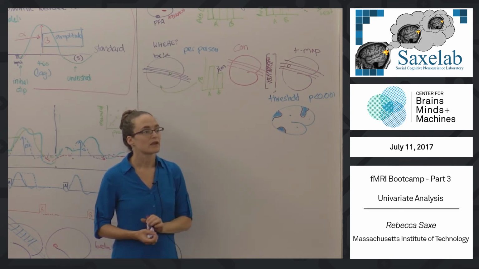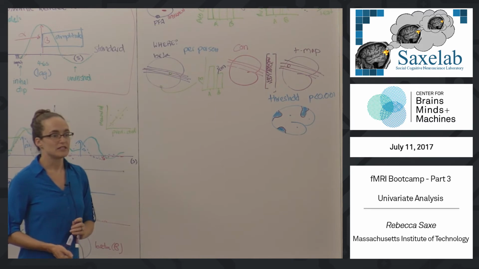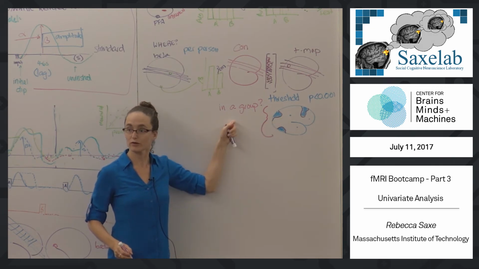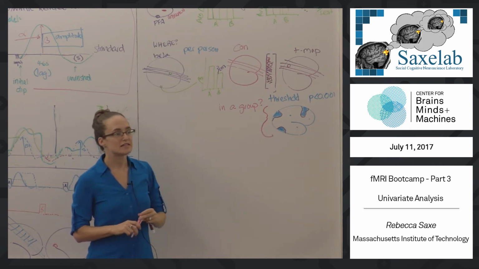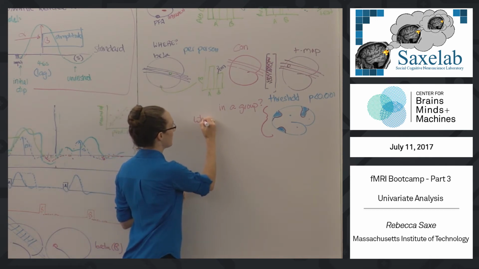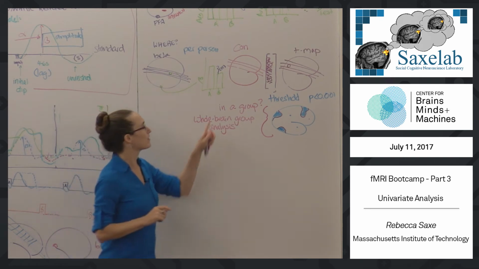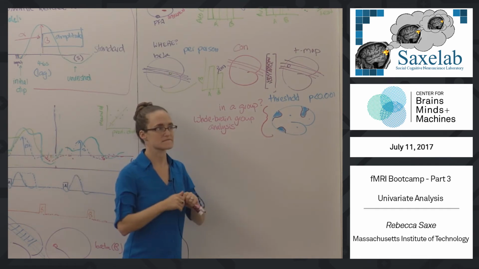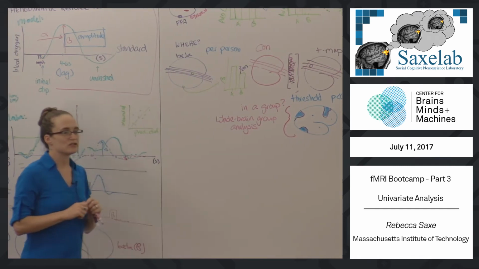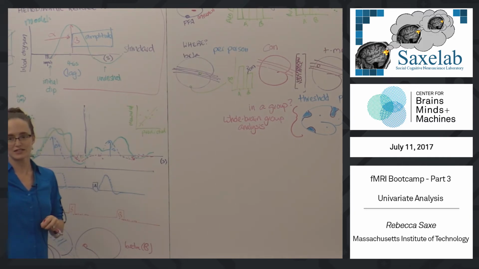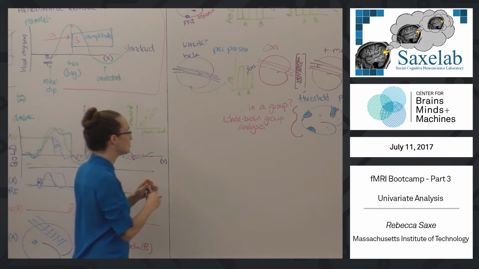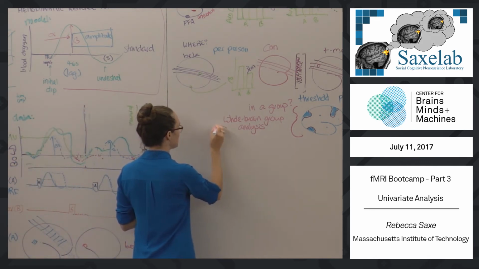OK. So there's a number of ways to do this, but I'm going to teach you the standard one, which is how do we ask whether this is representative of a group, right? The standard way to do that is a whole brain group analysis, in which we ask whether this effect is not just true in one person, but reliable across people. There's two steps to this. One is, how do you do the statistics across people? And the other question is, how do you get the brains aligned so that it makes sense to do statistics across people, right? So to do a whole brain group analysis, we're going to do two steps.